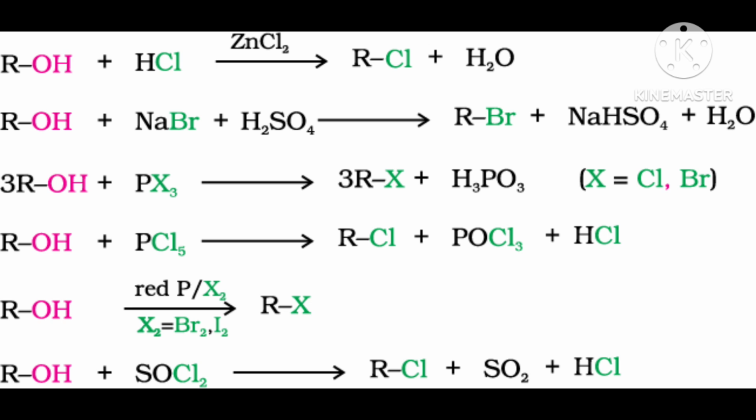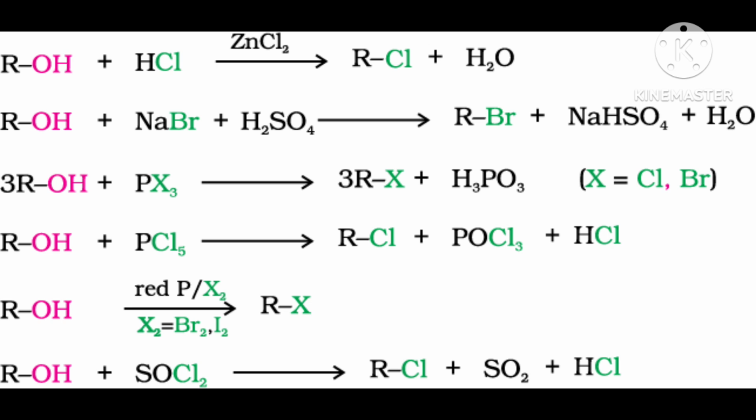Now second reaction, ROH plus NaBr, a particular example, sodium bromide, plus H2SO4. Three reactants are there. ROH plus NaBr plus H2SO4. It forms three products. First product RBr, second product sodium bisulfate, NaHSO4, plus H2O.